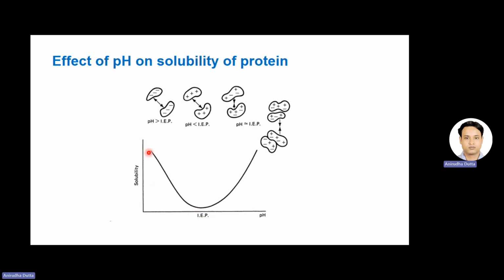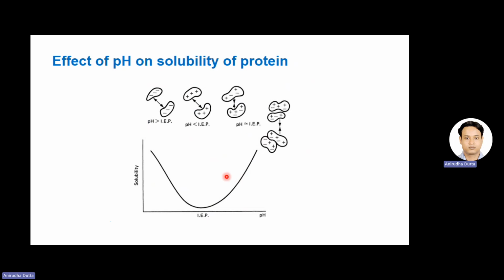So it's a reverse bell shaped curve, and as you go away from the isoelectric point in either direction, you'll see the solubility increasing. So why is it so? Normally the protein molecules have a net charge. If the pH is lower than the isoelectric point, then it will have a net positive charge. If it is higher than the isoelectric point, then there will be a net negative charge.